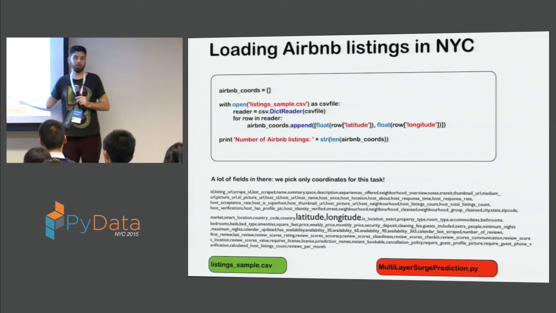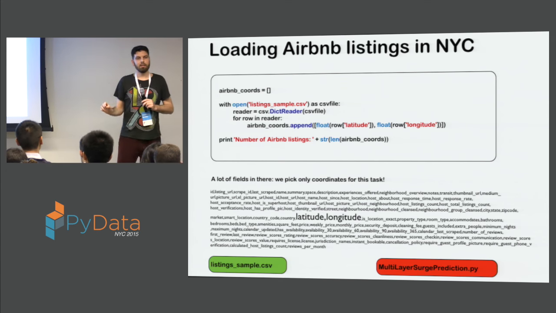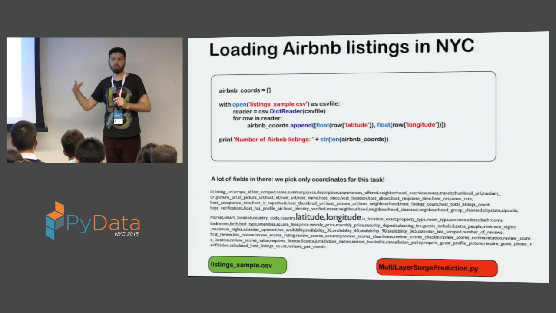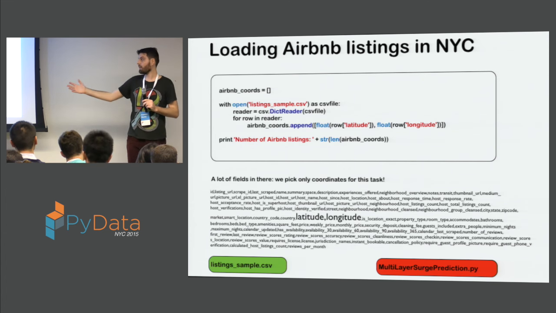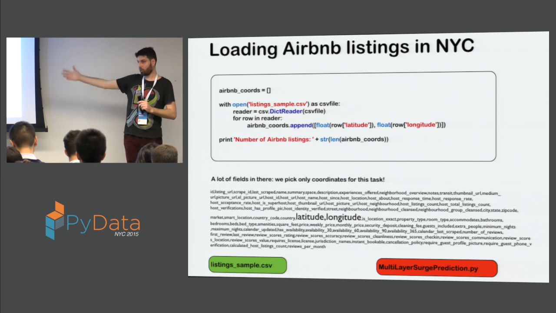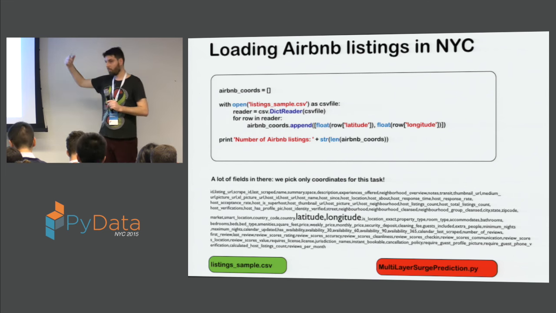We take just latitude and longitude, because all we want to do is see if we can use how frequently Airbnb is encountered at an area, how frequent taxi trips are at an area, how frequent Foursquare places are at an area, and combine those to predict surge.